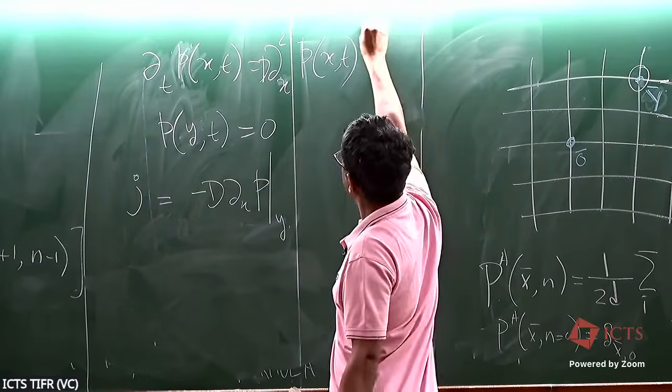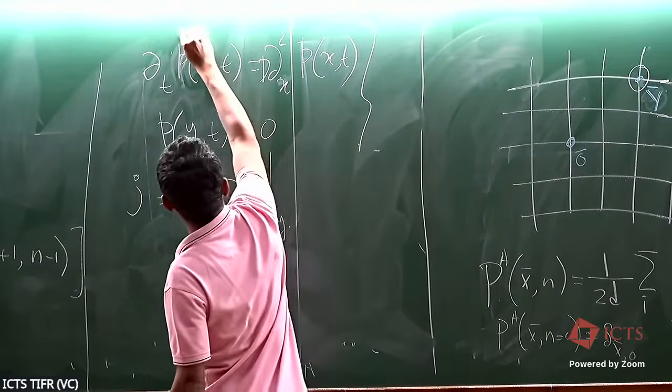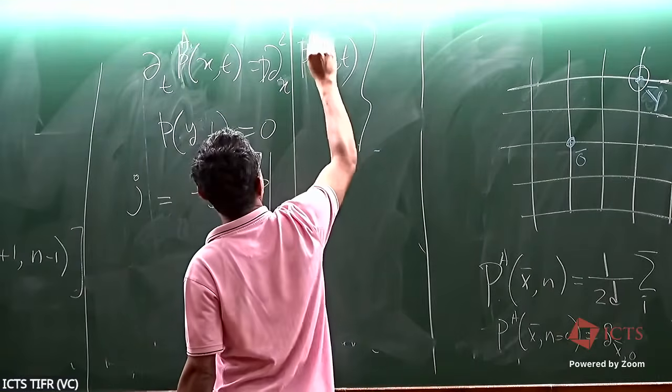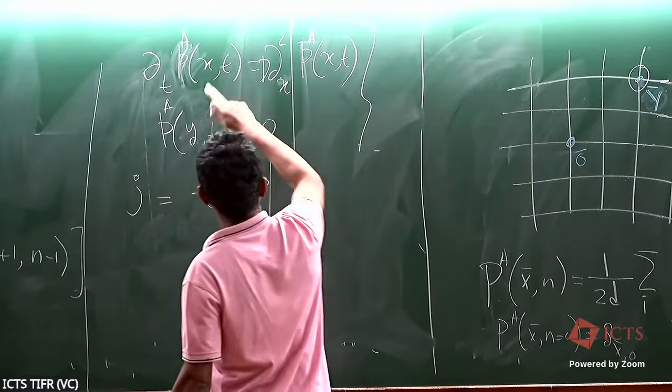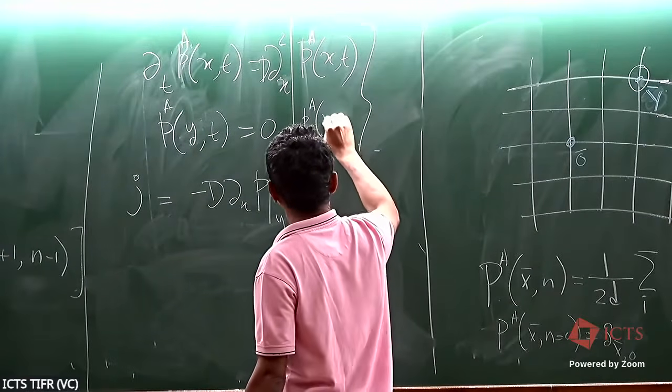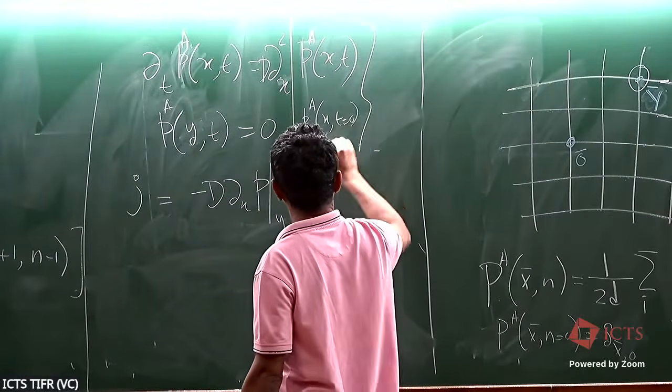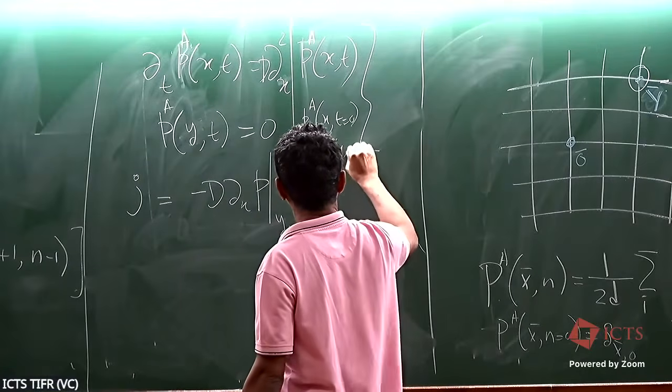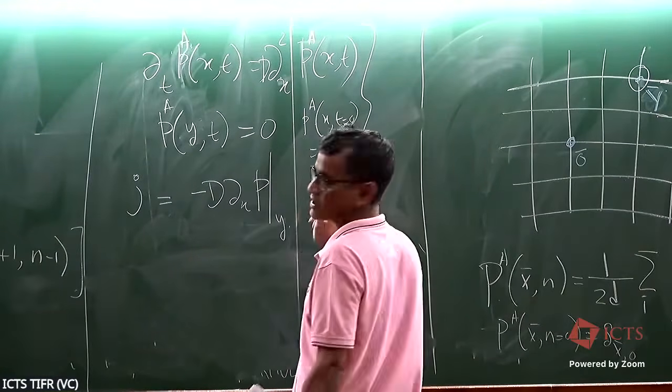Now what is the solution of this equation? Let me again put this A here. So given this, and the initial condition that P at x equal to 0 is equal to delta x 0, what is the solution of this equation?